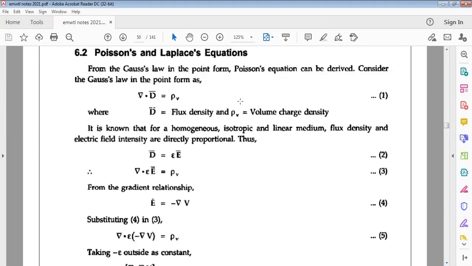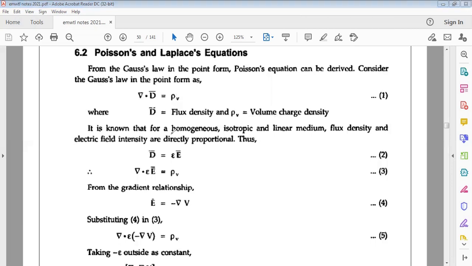Next, to derive the Poisson's and the Laplace equations, you use the first Maxwell's equation, that is del dot D bar is equal to rho v. From the Gauss law in the point form, Poisson's equation can be derived. Consider the Gauss law in the point form. Del dot D bar is equal to rho v, where D bar is the flux density we know, and rho v is the volume charge density.